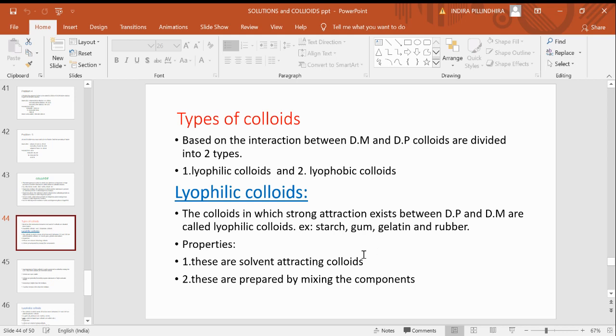Then, properties of the lyophilic colloids. These are solvent attracting colloids, because there is a strong attraction between the solvent medium and the phase, and they are prepared by mixing the components. Just by mixing the components we get this type of colloid. We will continue the properties in the next slide.